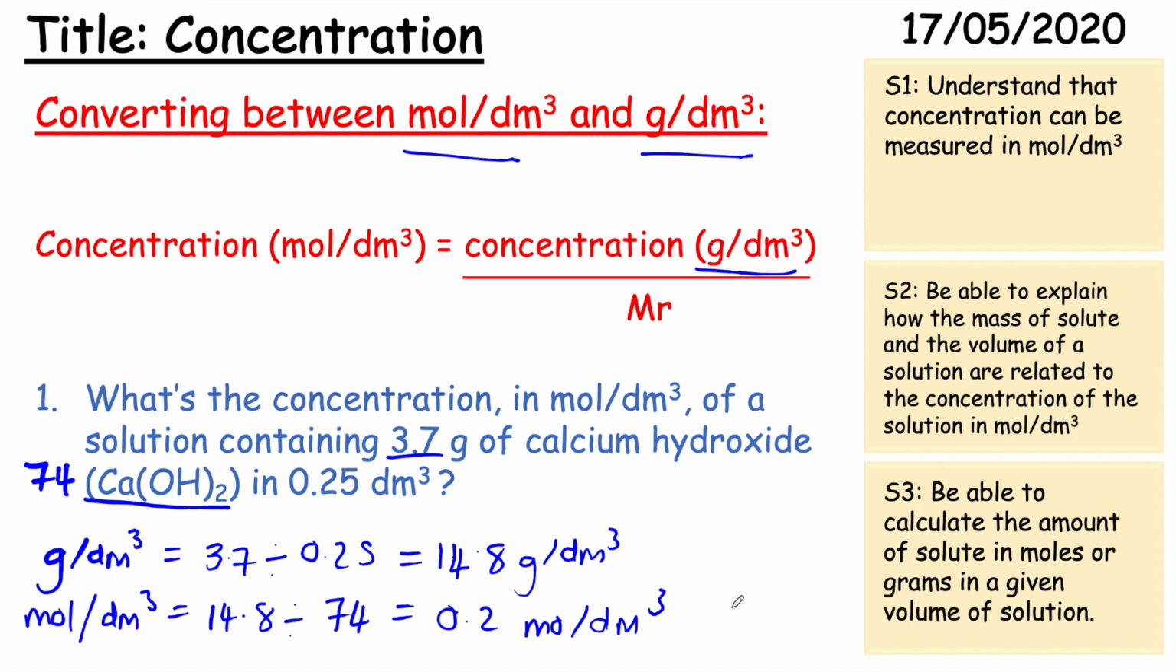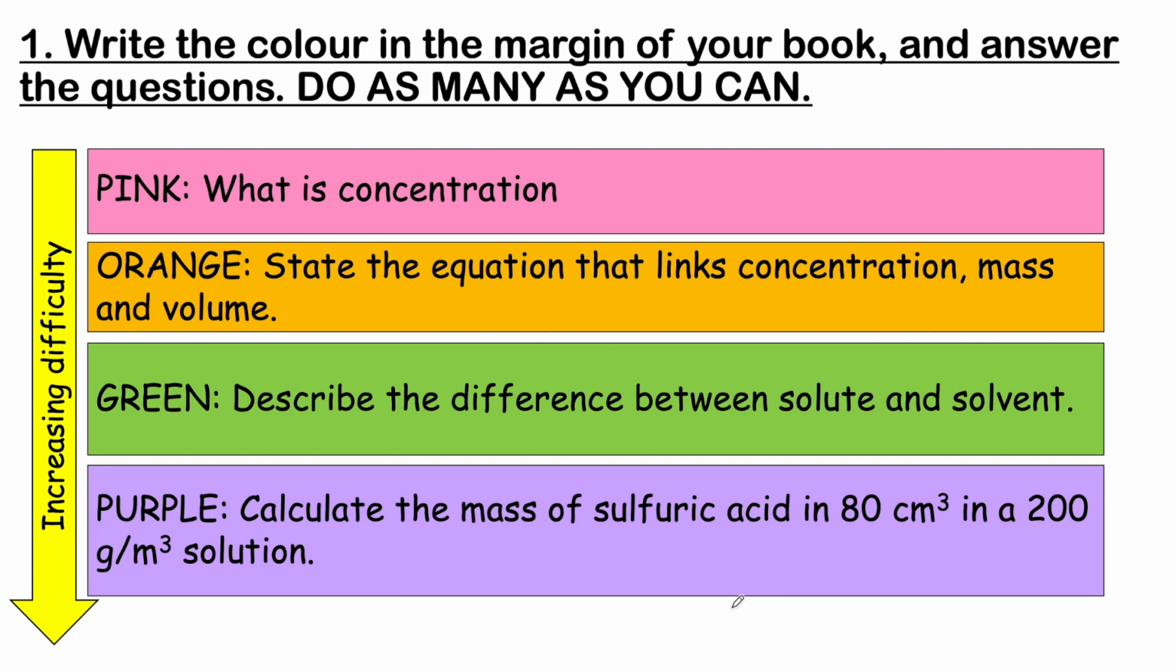Now that's all you need to know about concentration. You need to be able to calculate grams per decimeter cubed, and you need to know the other unit of concentration, how to calculate it in moles per decimeter cubed. And then finally, being able to convert between the two. I'm going to leave you with 4 questions now to have a go at.